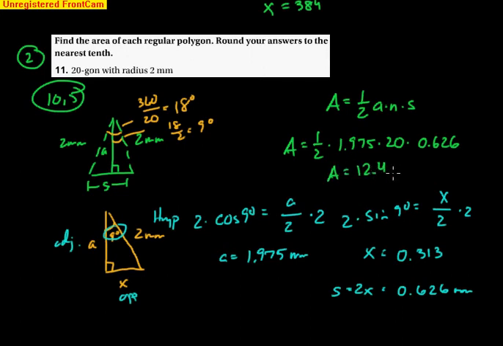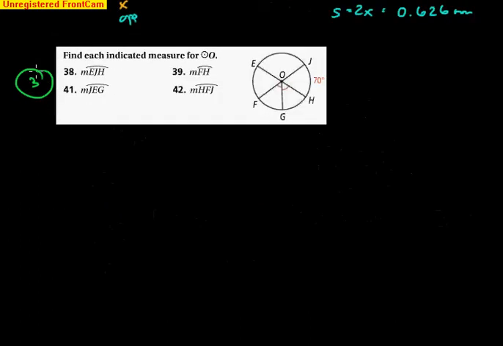And that would be millimeters squared. So this is a review of finding a regular polygon's area given the radius. Alright, question 3. Moving on to some arcs and circles.